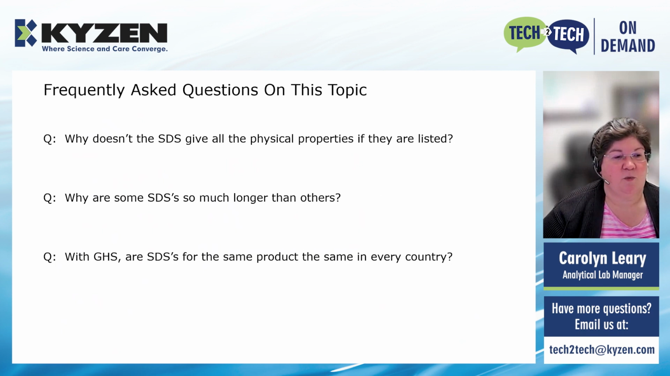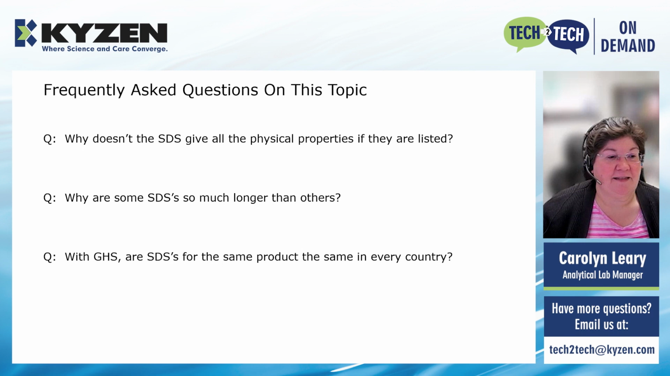The second question is, why are some SDSs so much longer than others? What GHS has done is provide a minimum guide for the author. It provides the minimum information that they feel will give users, handlers, and shippers the information they need to stay safe and use and store it safely. But authors are definitely welcome to add more information if they feel it'll provide clarity for using that material or additional useful information. They're not limited to the sections on the SDS.